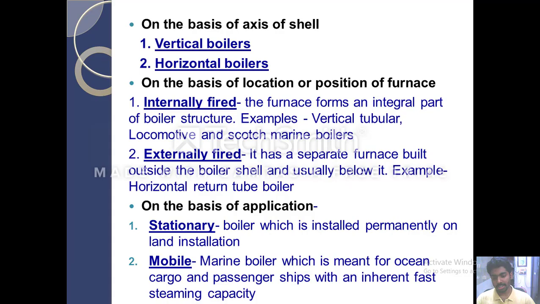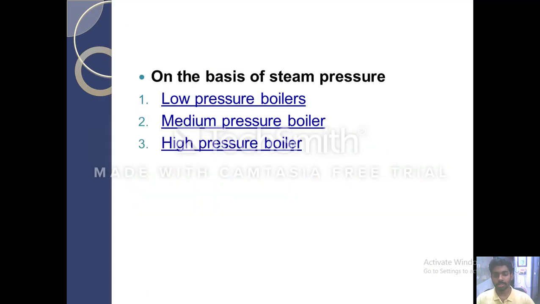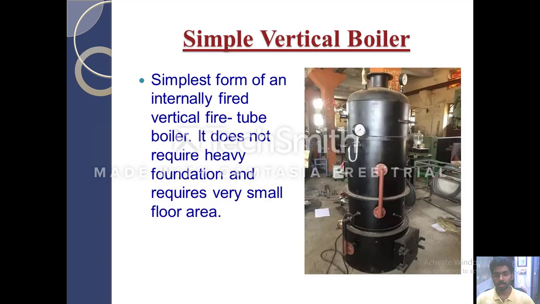On the basis of application, they can be called stationary boiler or mobile boiler. Stationary boiler is a boiler which is installed permanently on land. Mobile boilers are marine boilers meant for ocean cargo and passenger ships with an inherent fast steaming capacity. And on the basis of steam pressure, they can be classified as low pressure boiler, medium pressure boiler and high pressure boiler. So let's look into detail of the simple vertical boiler.